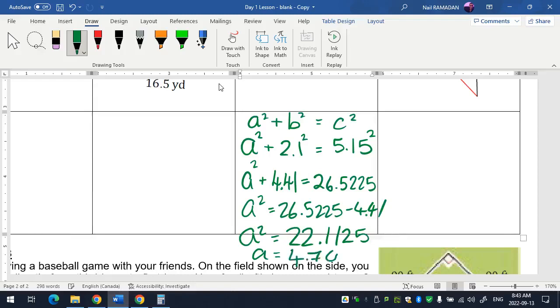So 4.70. What am I missing to make this a perfect answer? Again? Exactly, the units. And the units, apparently, as Muhammad said, is millimeters.